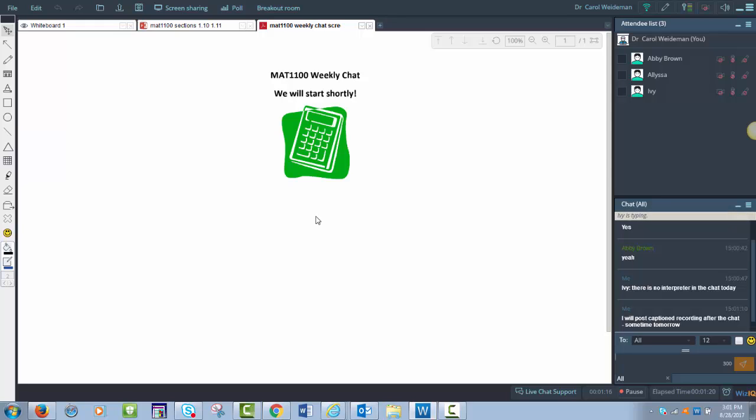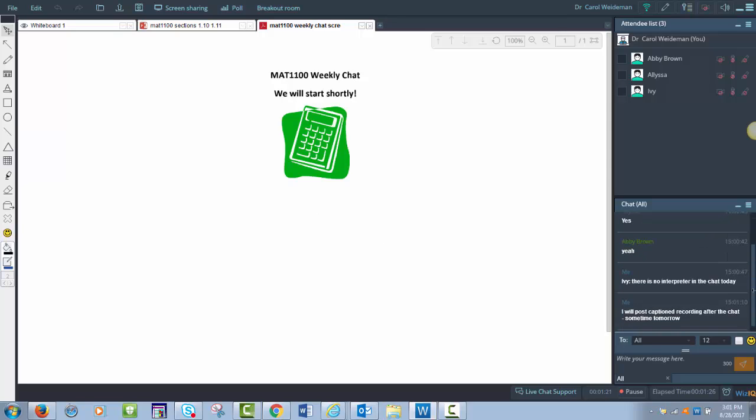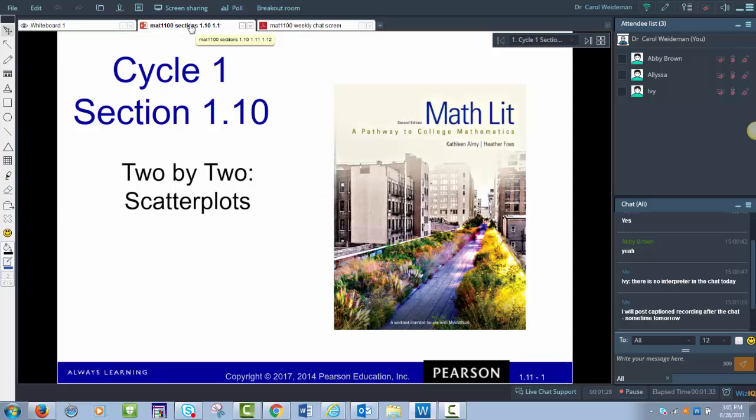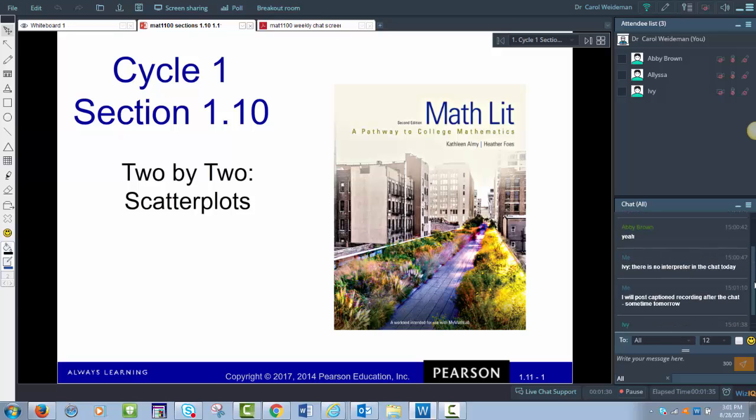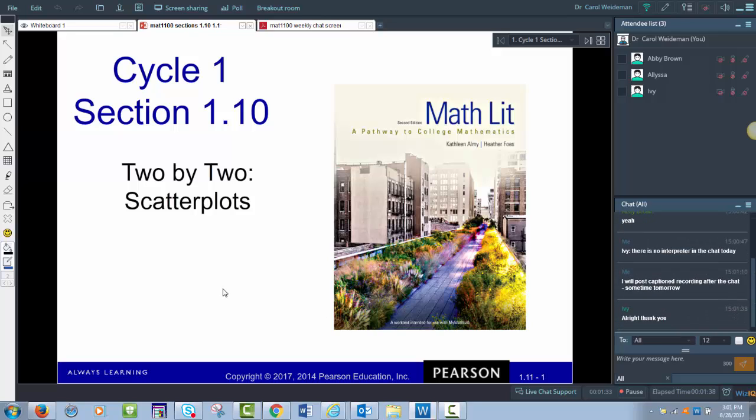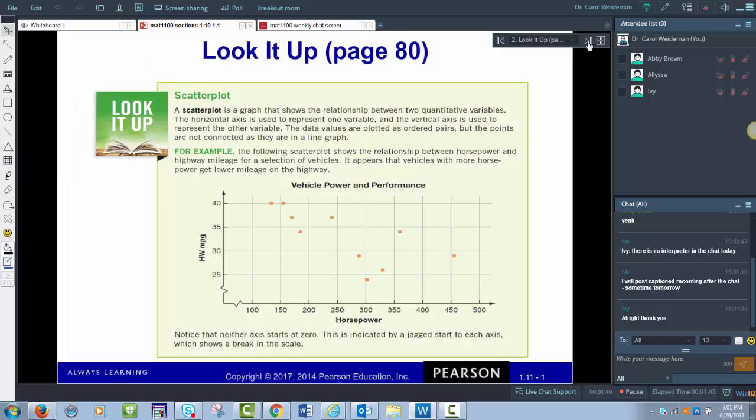We're going to go over 1.10, 1.11, and 1.12 today. Section 1.10 is on scatterplots, and if you look in your textbook, in the ebook on page 80, there's a little box that talks about what a scatterplot is. It's a graph that shows the relationship between two quantitative variables, two numerical variables.